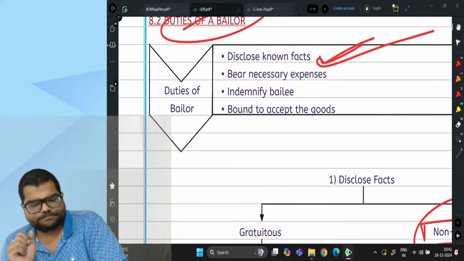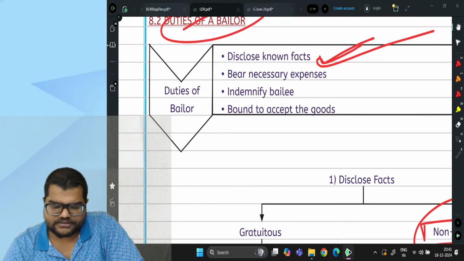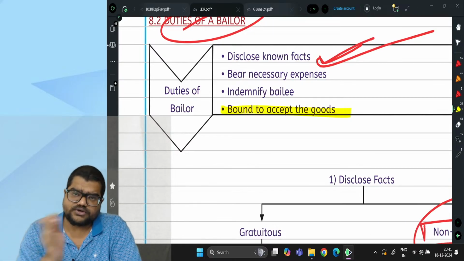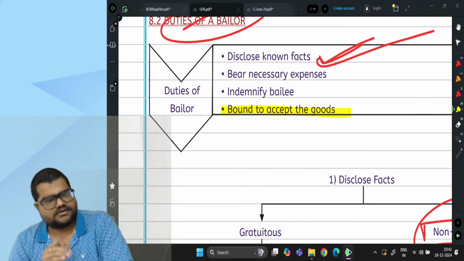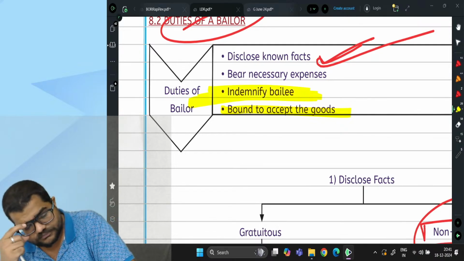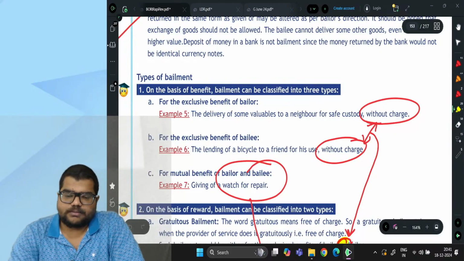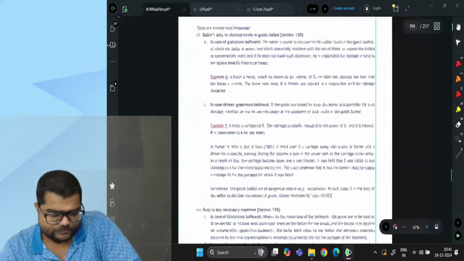Next one, easy. Indemnify the bailee and bound to accept the goods. Bound to accept the goods is a very easy point. Basically, when bailee is returning you the goods as a bailor, it is your duty to take back the goods. A very simple point. And then we have indemnify bailee. Let's take an example. A very easy point. The point is defective title. Here we go.